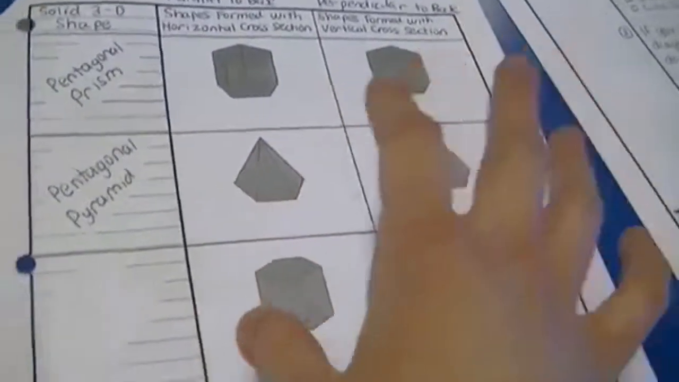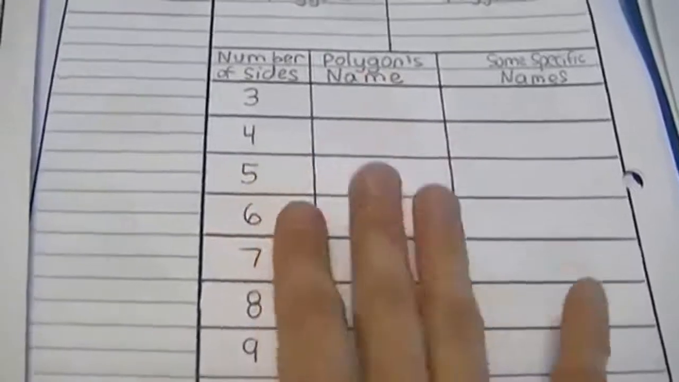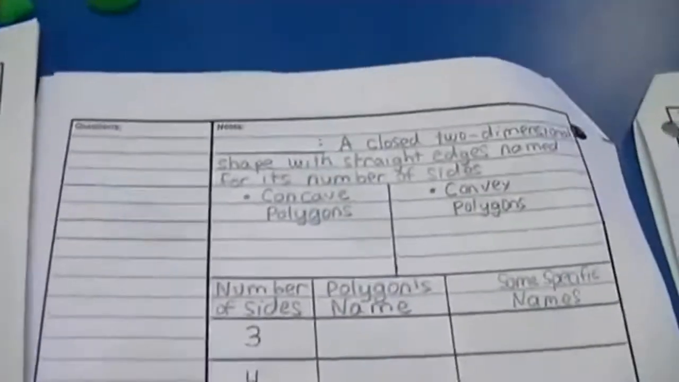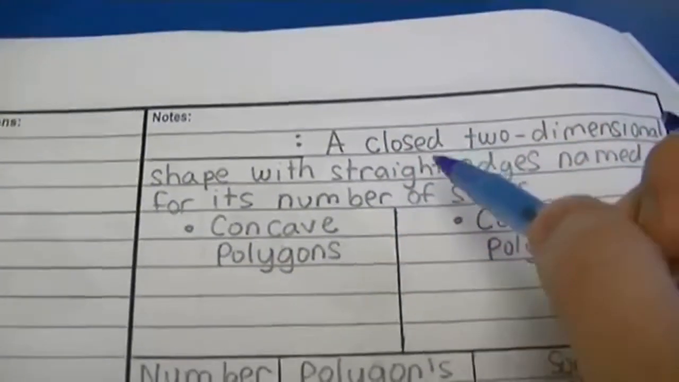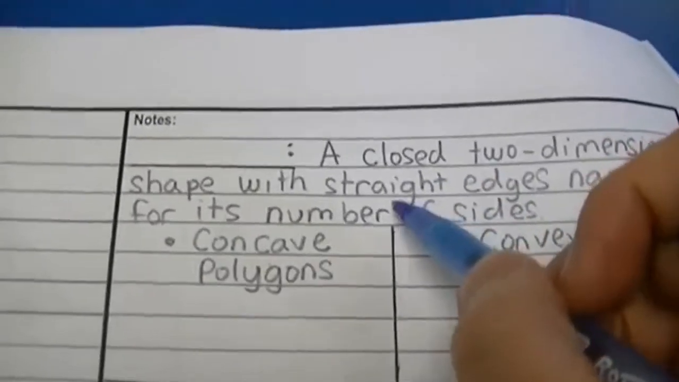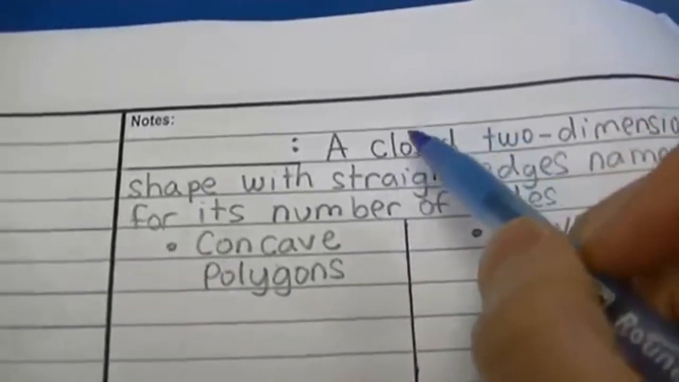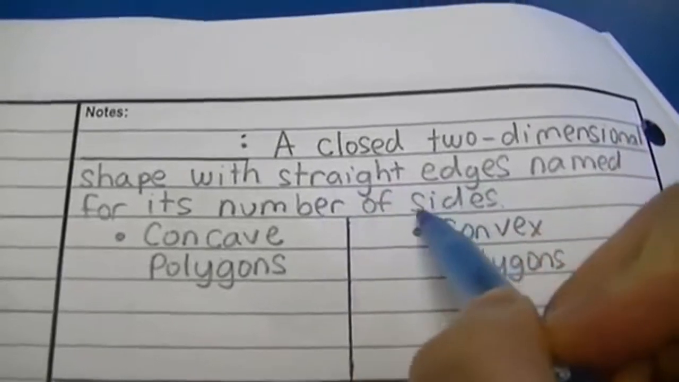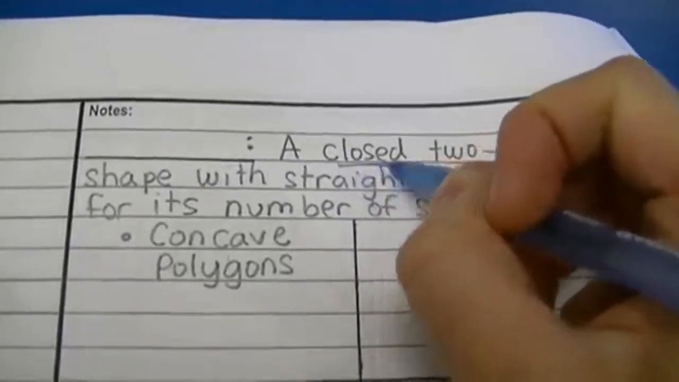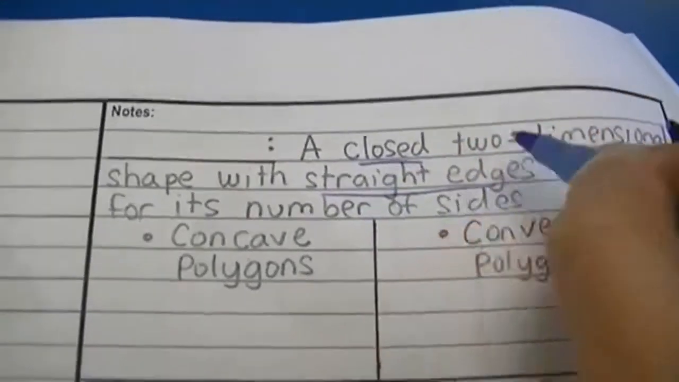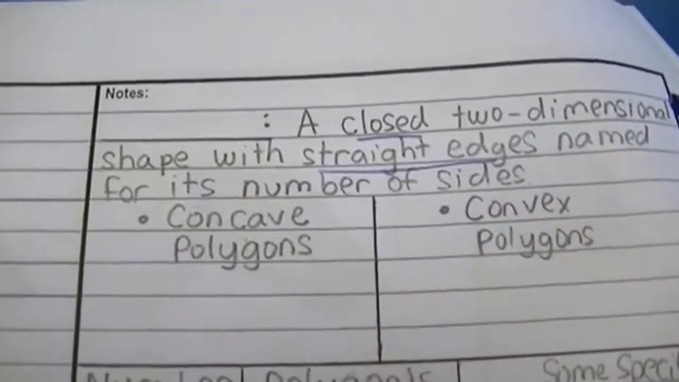Okay, before we go explore these types of shapes right here, I want us to do these notes right here. It's a review for many of you. And, well, here we go. So a closed two-dimensional shape with straight edges. So it's a closed, two-dimensional shape, and it's got straight edges. And they're named for their number of sides. They're called a polygon.